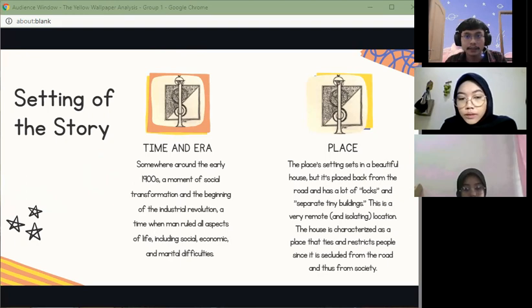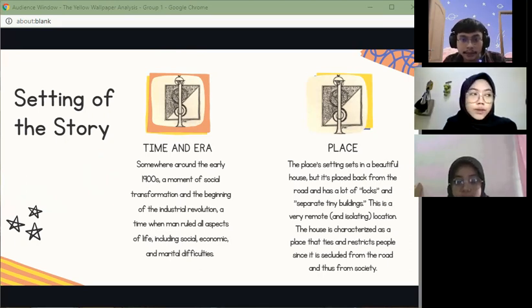The place setting is a beautiful house, but it's set back from the road and has a lot of locks and separate teeny buildings. This is a very remote and isolating location. The house is characterized as a place that ties and restricts people since it is secluded from the road and thus from society.